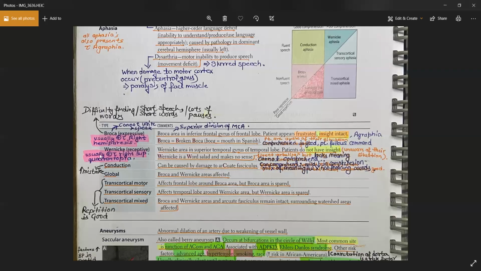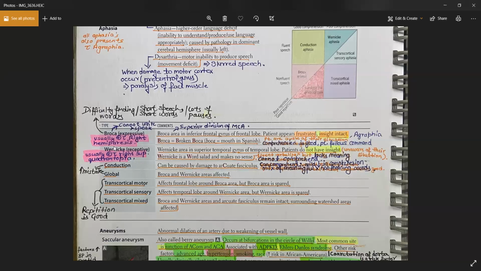Then you have Wernicke's area, okay, in which the patient does not have any insight into their condition. The Wernicke's area is dead, and that's why they cannot comprehend anything. If you ask them to follow a command, they cannot follow that command because they cannot comprehend what you said to them. Okay, very important. Because Wernicke's area is present in the temporal lobe, right? It generally presents with the right superior quadrantanopia that we have discussed already.